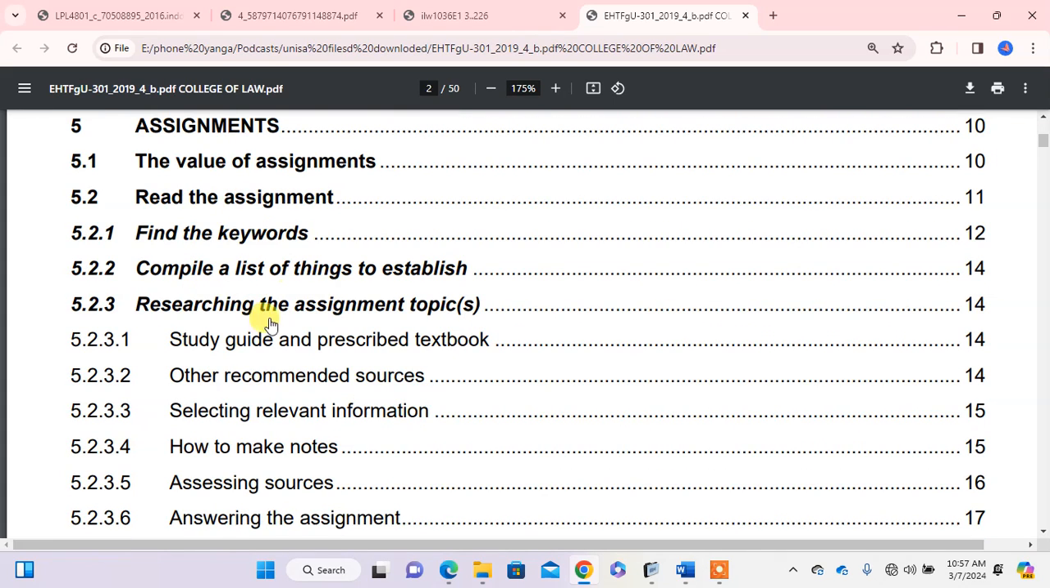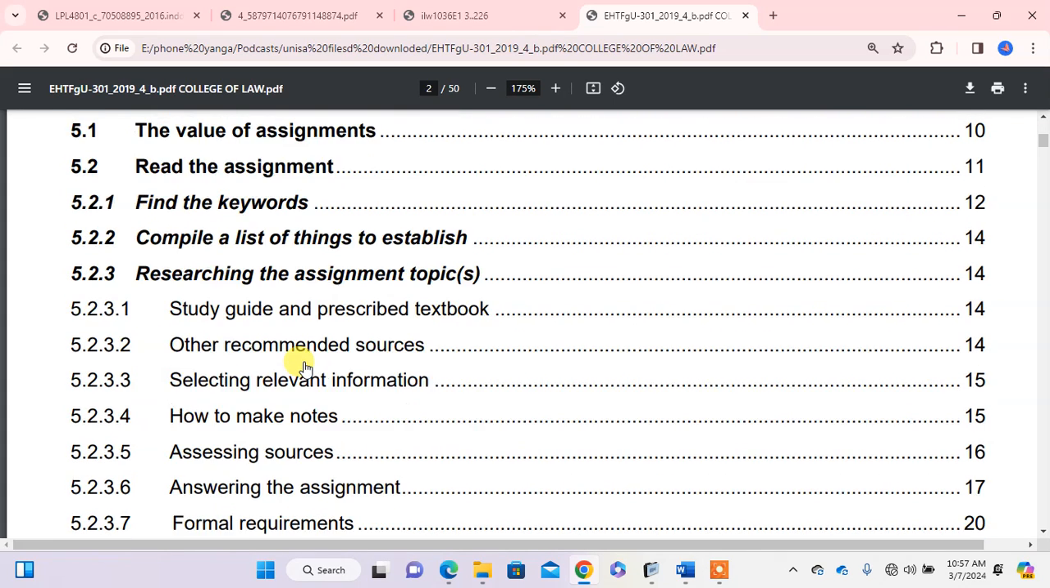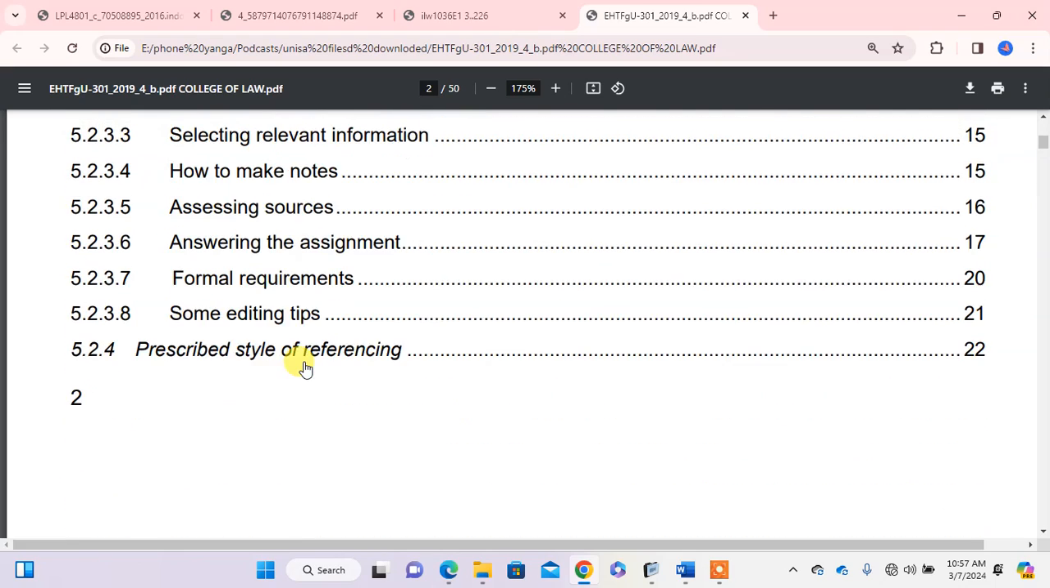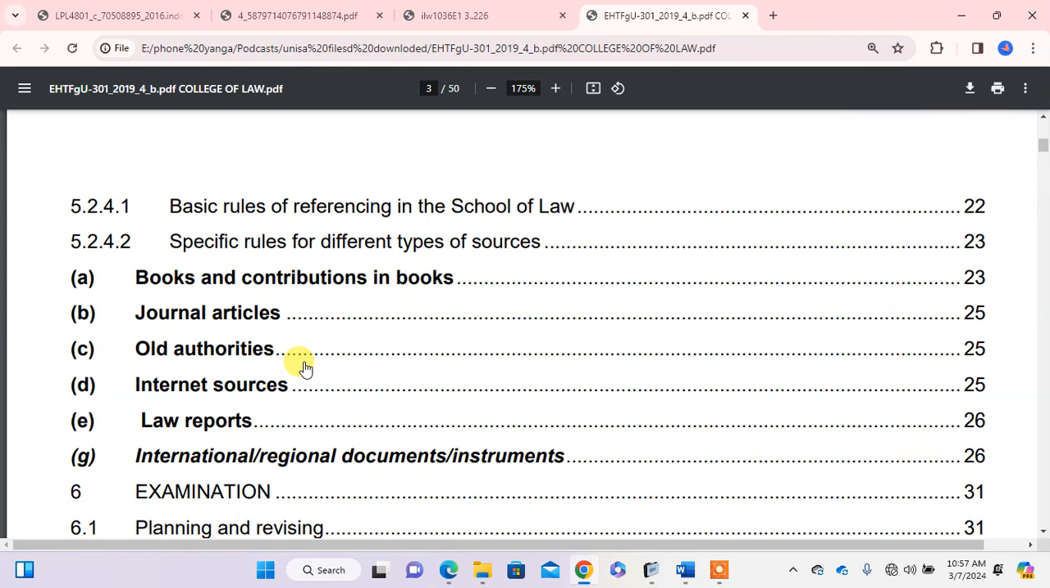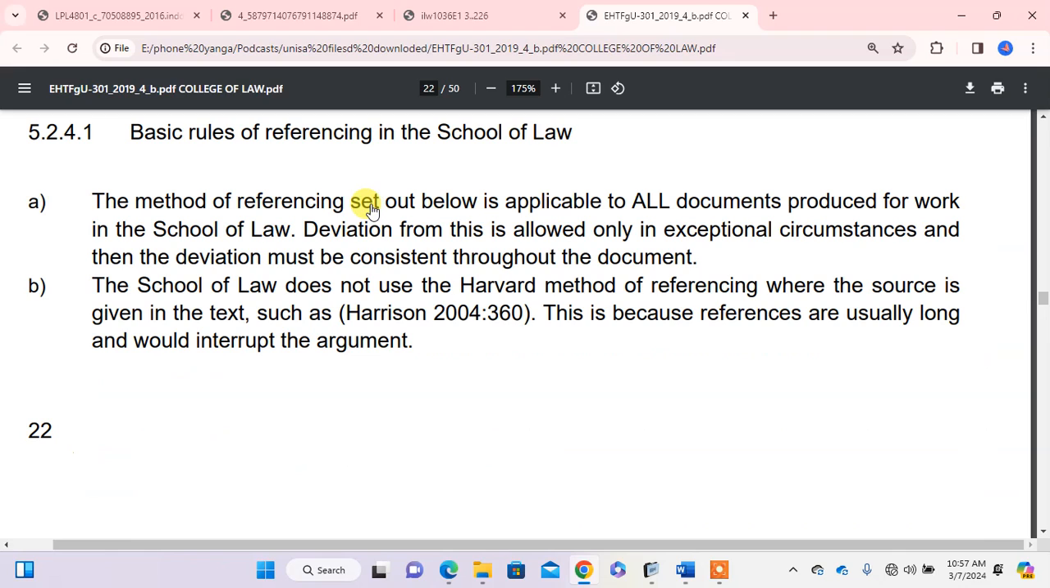But we are only dealing with referencing, the basic rules of referencing in the School of Law. Then we go to the basic rules.